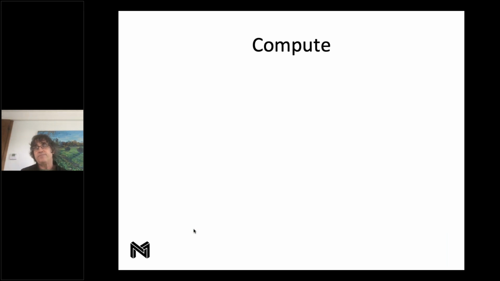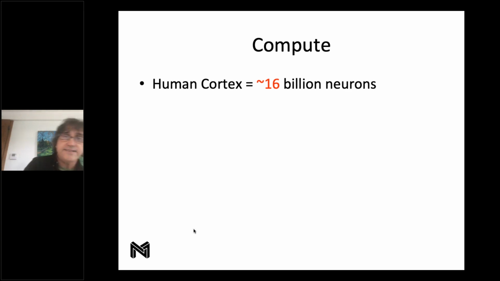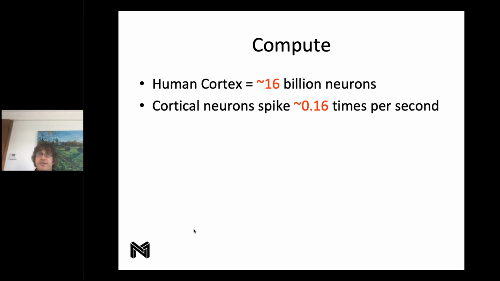So let's think about the compute that's involved in actual neural tissue, okay? And compare it to the amount of compute that we are generating now with our beautiful TPU pods. So the human cortex has about 16 billion neurons. That's the number of neurons in your head, okay? And from energy considerations, we know that cortical neurons spike about 0.16 times per second, okay?